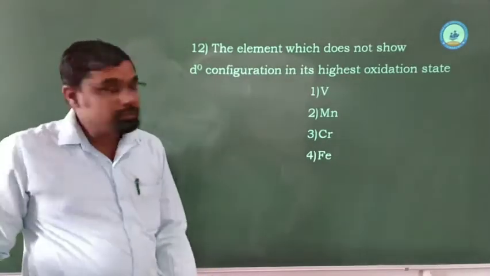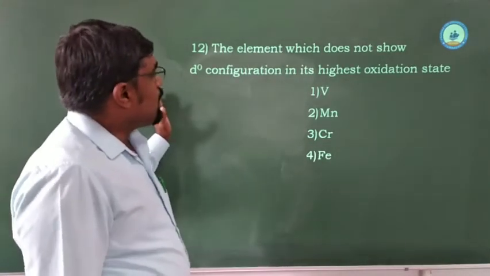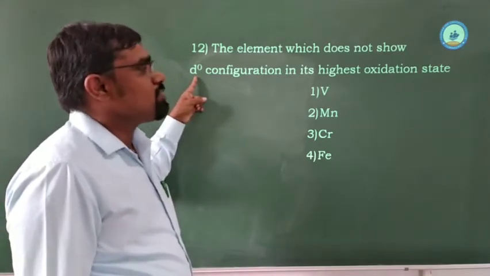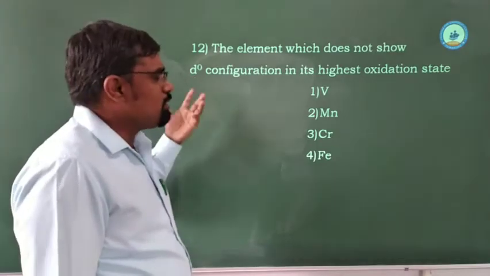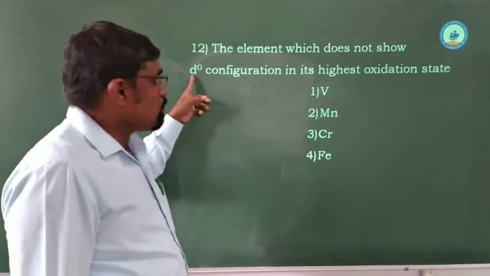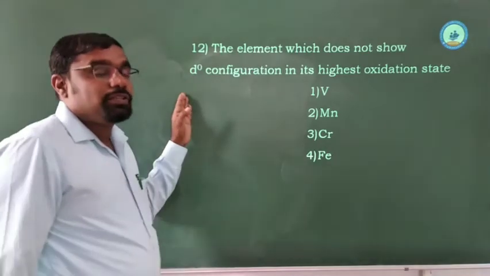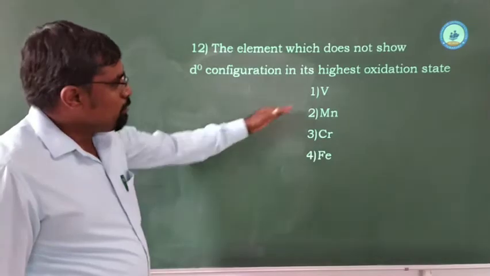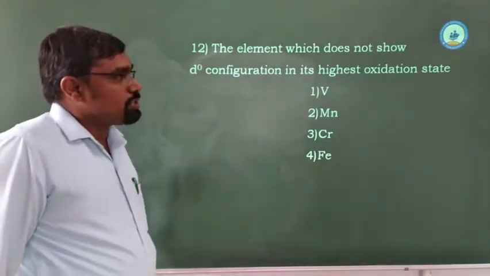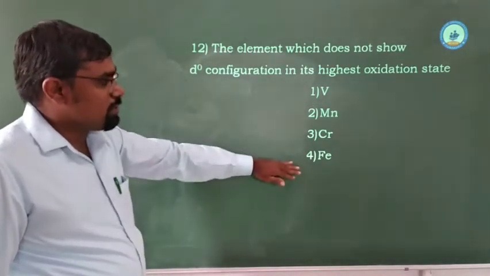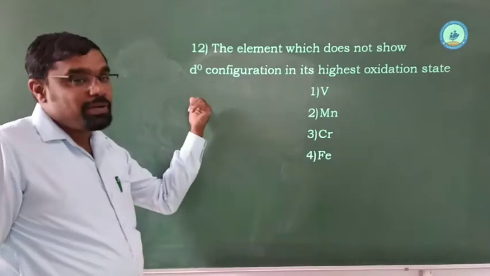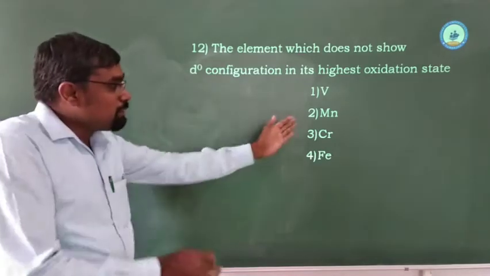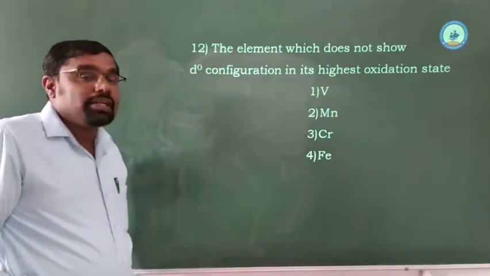Next. The element which does not show d0 configuration in its highest oxidation state. Just think and you can easily answer. d0 means there are no electrons present in the d orbital. So first you should know the highest oxidation state. In that case, the element that does not have d0 configuration must have electrons in the d orbital.